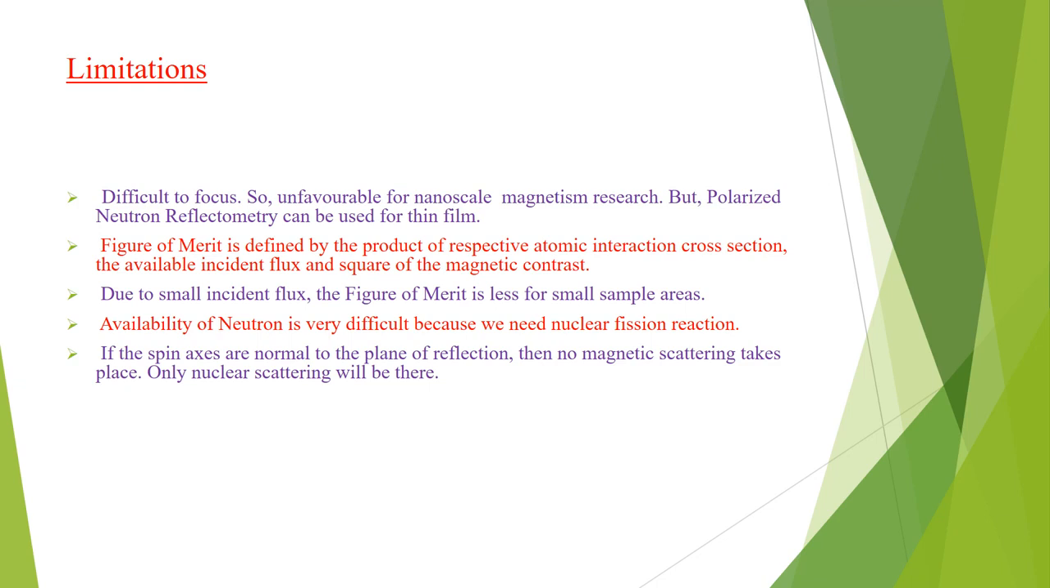And the availability of neutrons is very difficult because we need a nuclear fission reaction. So these are some limitations, and last but not the least, if the spin axes are normal to the plane of reflection, then no magnetic scattering takes place. Only nuclear scattering will be there. So these are some limitations of the neutron diffraction technique.